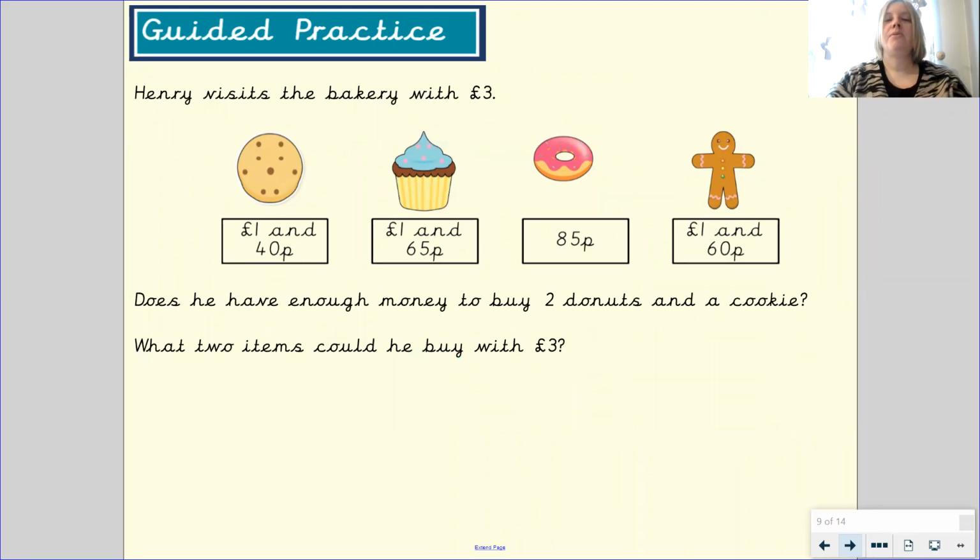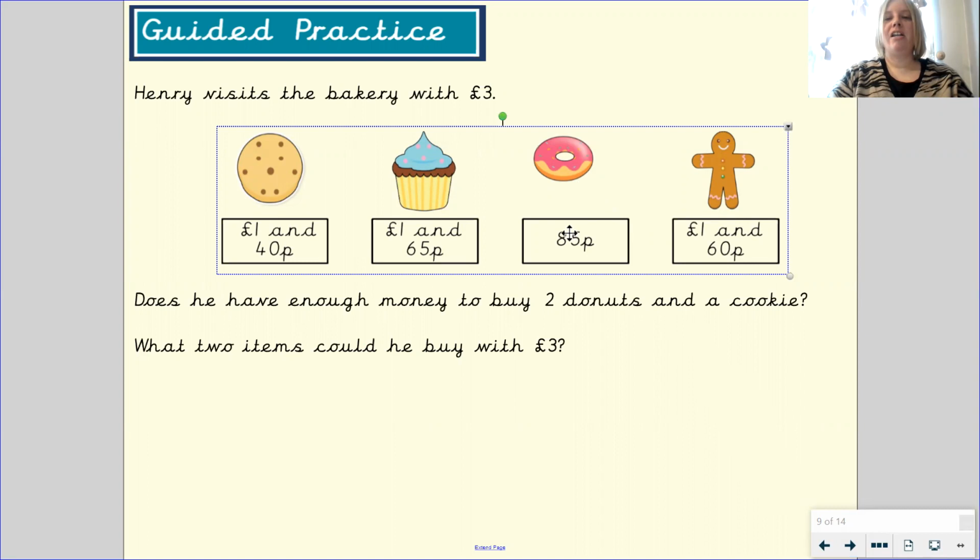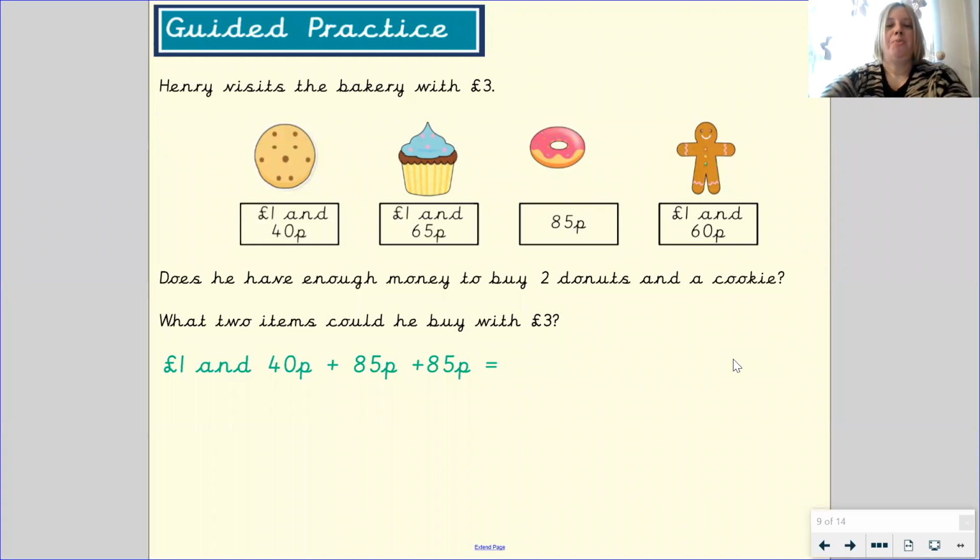2 donuts would cost 2 lots of 85p. So our calculation would be £1 and 40p, add 85p, add 85p equals. I want you to see if you can independently work through the steps to find the total for me. Pause the video, work through the steps to solve the problem for me.